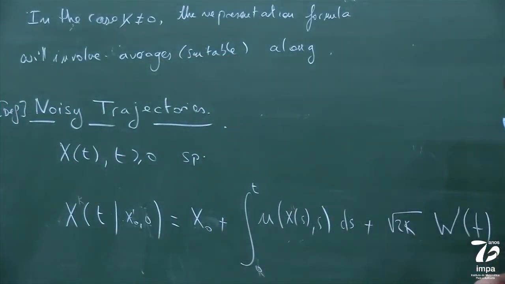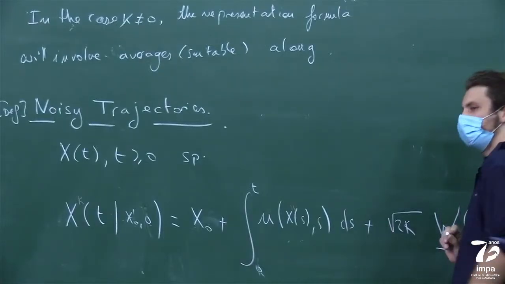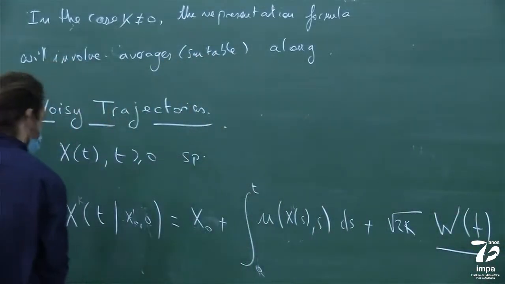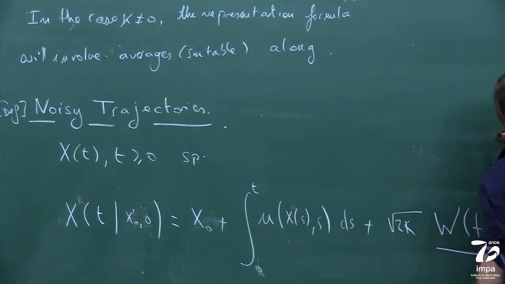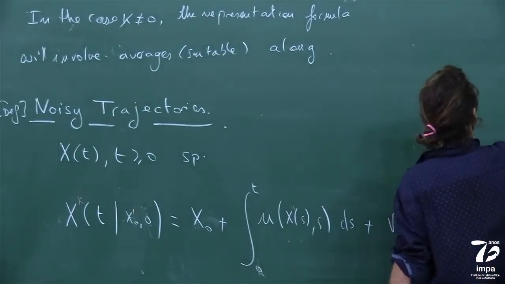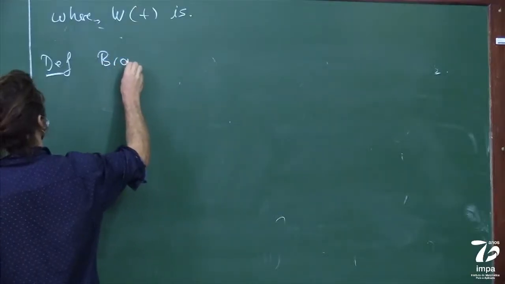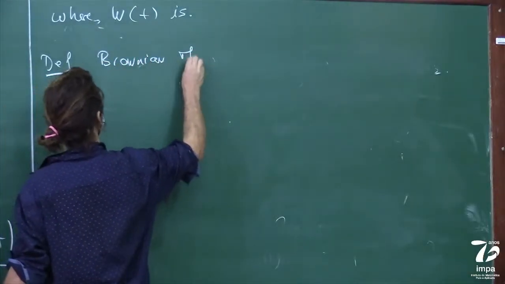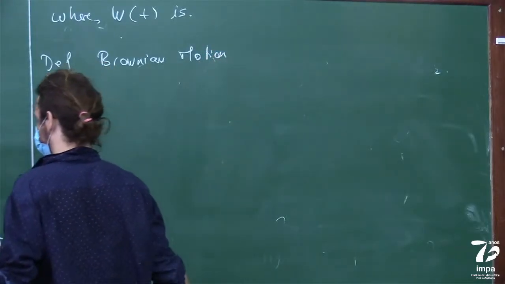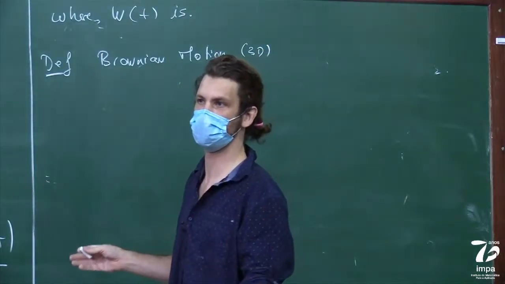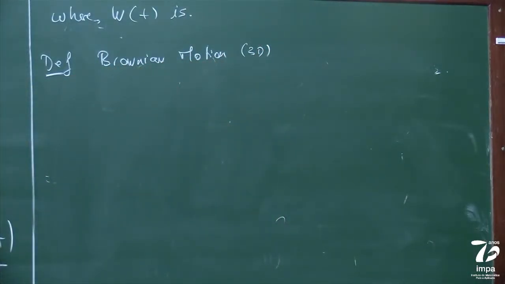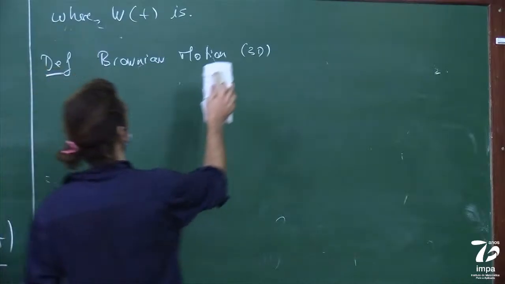And of course, we have this guy, where omega_t is essentially, that's another definition, a Brownian motion, here in 3D. Okay, so what is a Brownian motion? Here we are going to just define it in 1D because it would be easier.